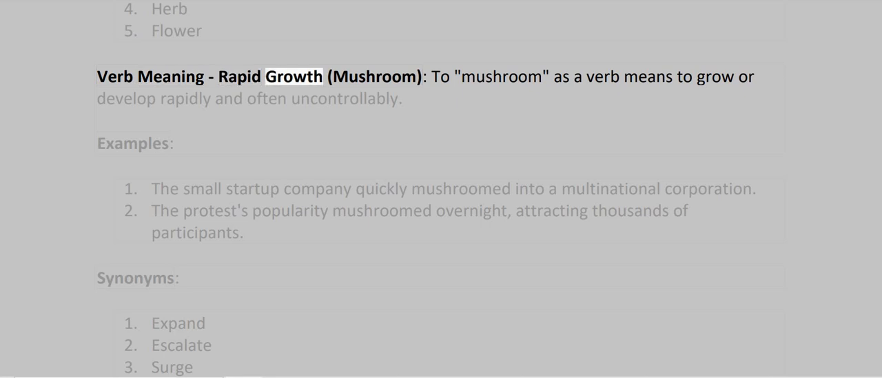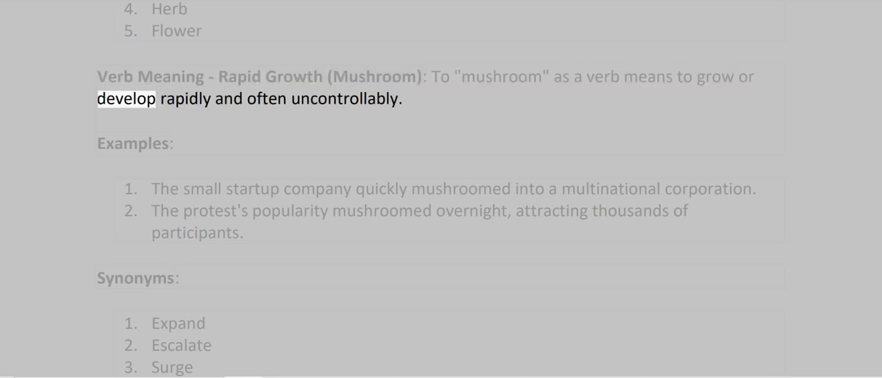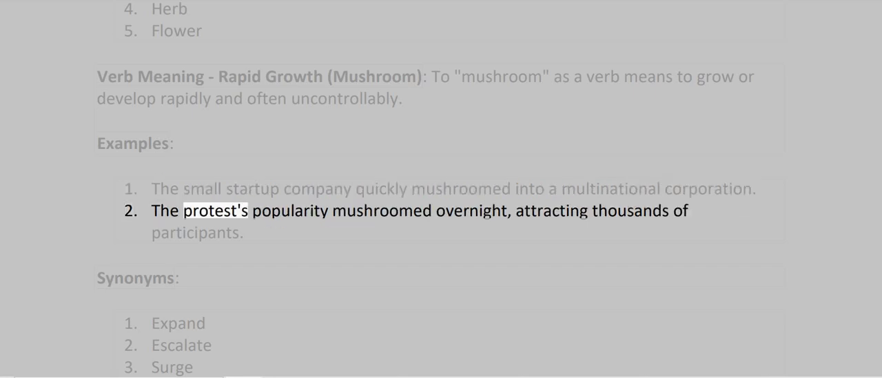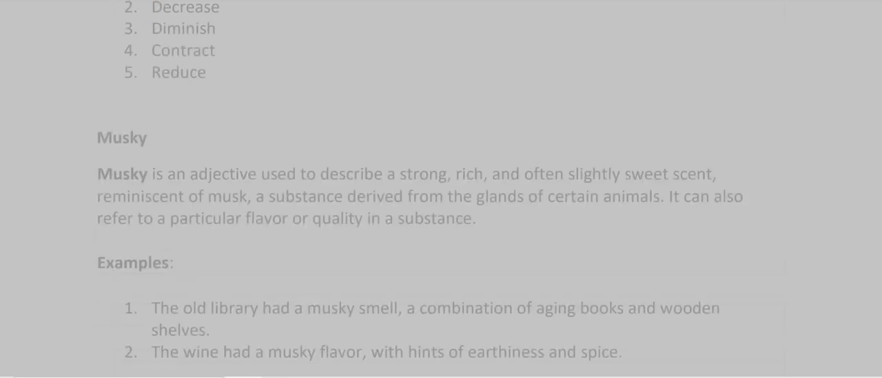Verb meaning rapid growth. Mushroom as a verb means to grow or develop rapidly and often uncontrollably. Examples. 1. The small startup company quickly mushroomed into a multinational corporation. 2. The protest's popularity mushroomed overnight, attracting thousands of participants. Synonyms. 1. Expand 2. Escalate 3. Surge 4. Increase. 5. Grow. Antonyms. 1. Shrink 2. Decrease 3. Diminish 4. Contract 5. Reduce.